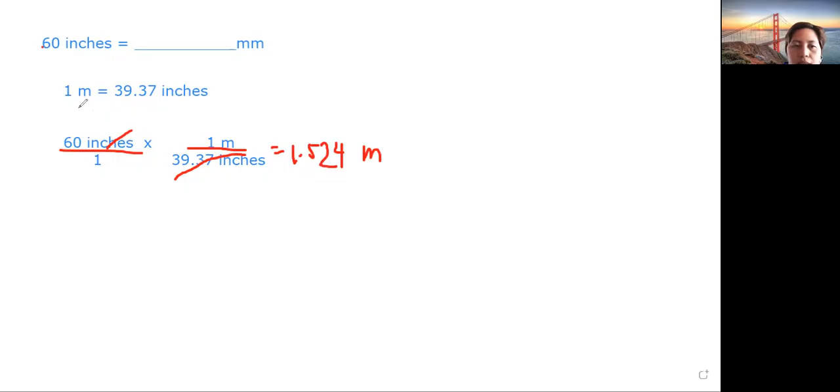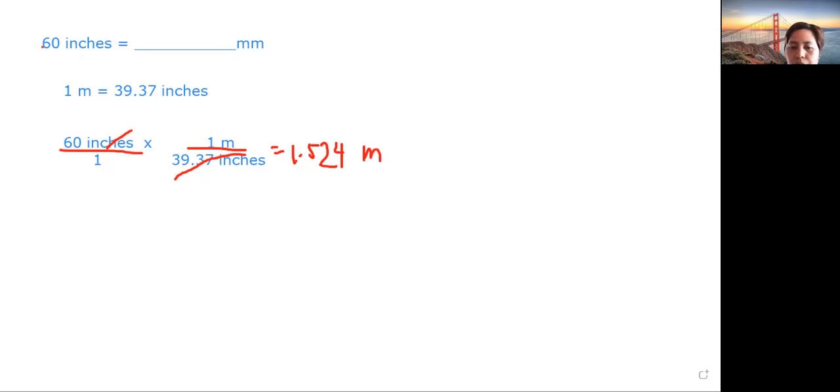So again, we are now going to convert 60 inches to meter. The equivalent of 60 inches to meter is 1.524 meters. So it's not yet in millimeters. The next thing that we're going to do is choose another equivalent for us to be able to arrive at millimeter.